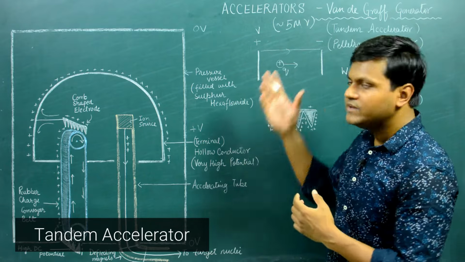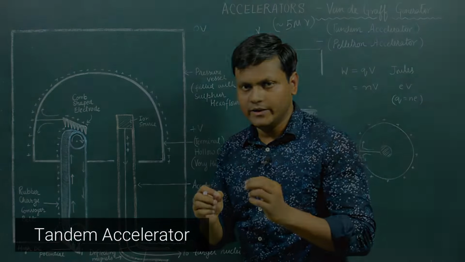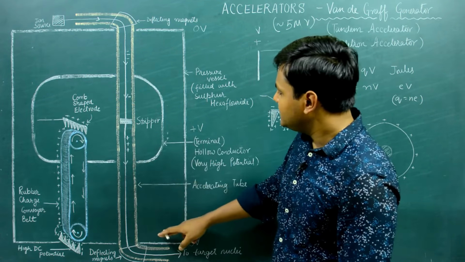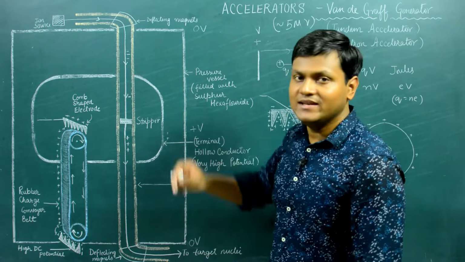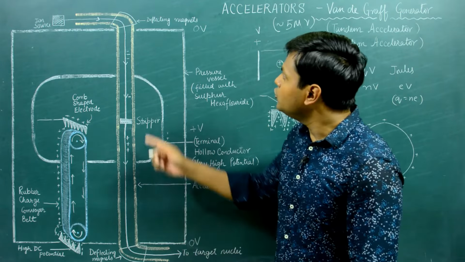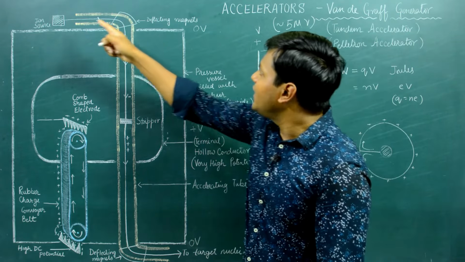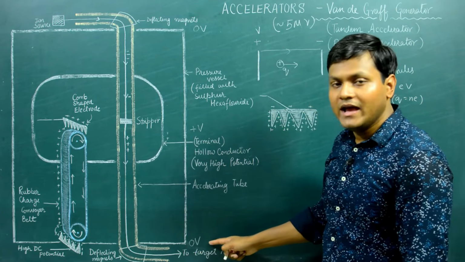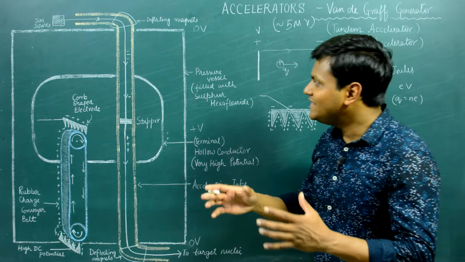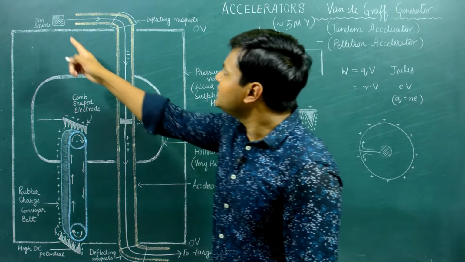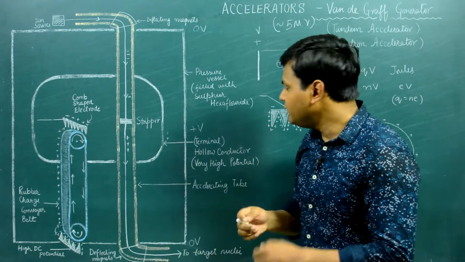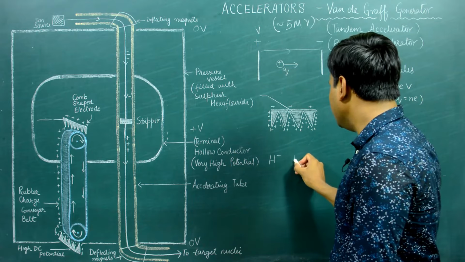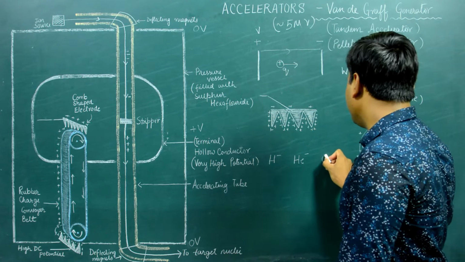To explain the tandem accelerator, let me redraw this diagram a little bit. I have essentially redrawn this metallic conductor because now this accelerating tube is twice its length. As you can see here, the accelerating tube starts from here at ground potential, goes through the metallic conductor with a potential of plus V, and then again ends here at ground potential. So this is a tandem accelerator in which the ion source usually emits negatively charged ions, let's suppose hydrogen minus, helium minus or oxygen minus.